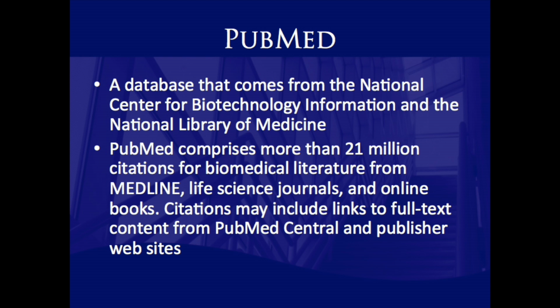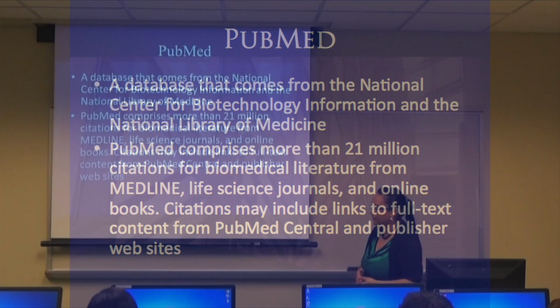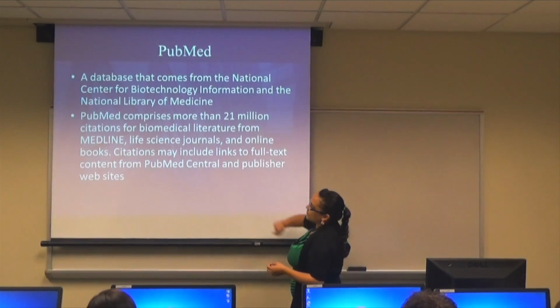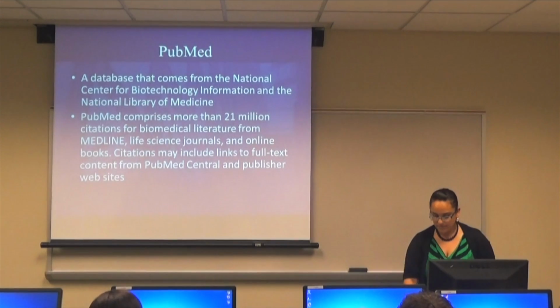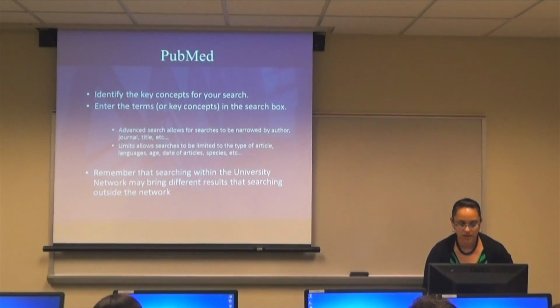PubMed is a database that comes from the National Center of Biotechnology Information. So PubMed comprises more than 21 million citations, and this is going to be what kind of information? Good. It's going to be scholarly. Good. So it's going to be journals.